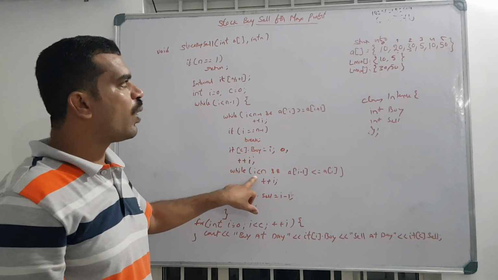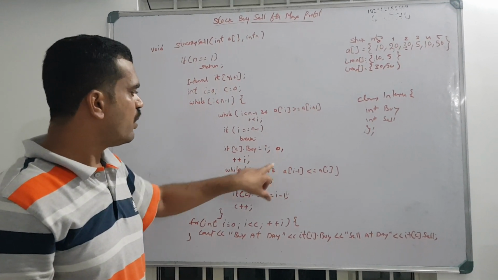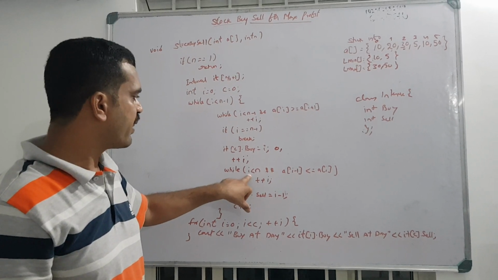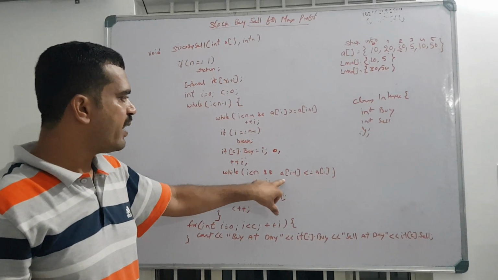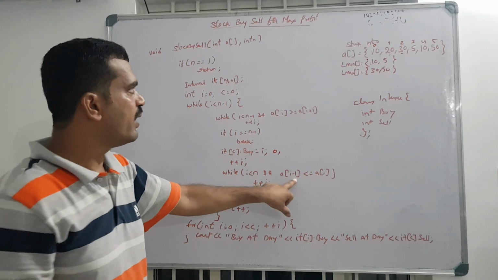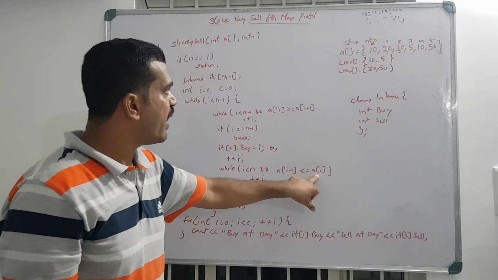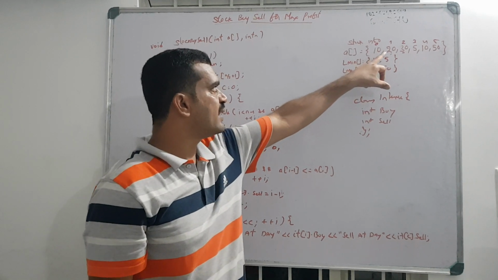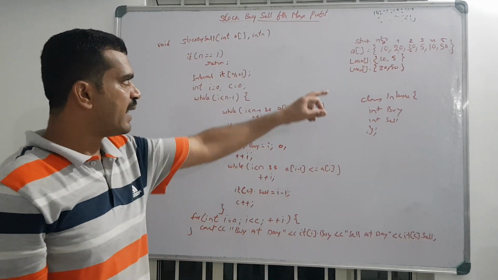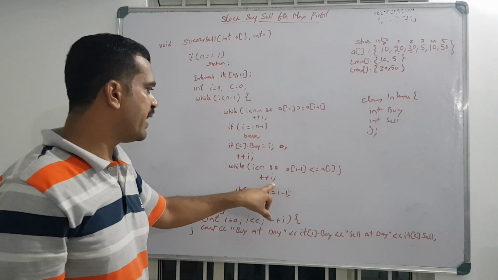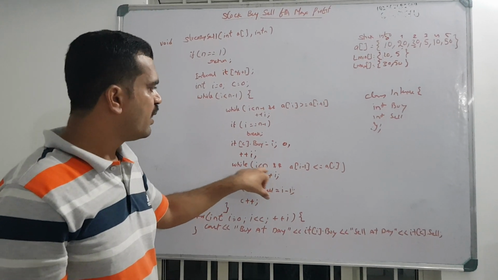Now we need to find the local maxima. Local minima you already found. Local maxima we need to calculate now. i is less than n and a of i minus 1 is less than or equal to a of i. That means a of 10 is less than or equal to a of 20. Yes, 10 is actually less than 20. So it will be incremented again. Again it will go back.